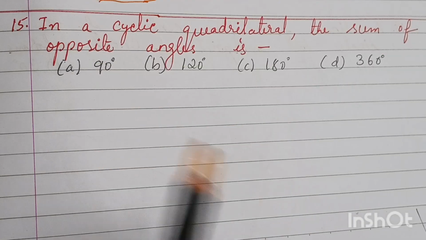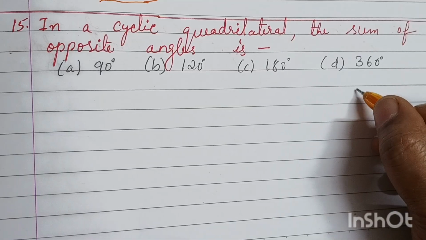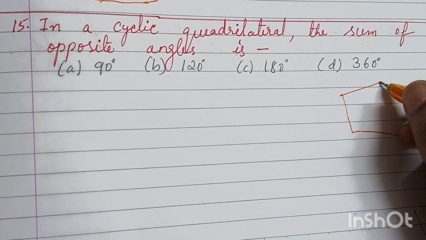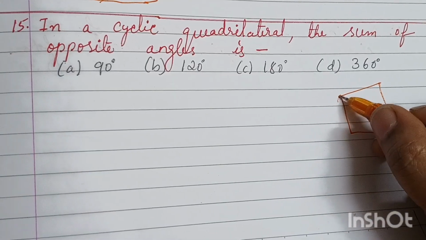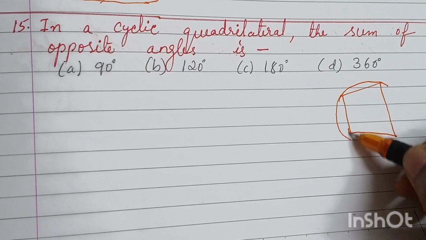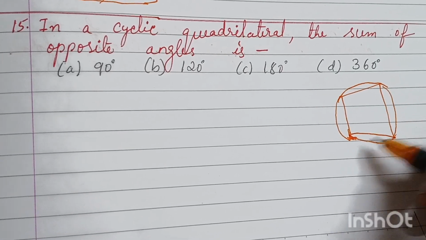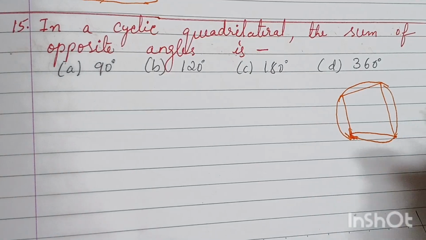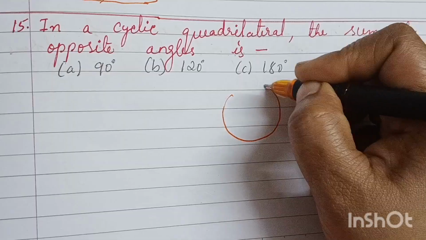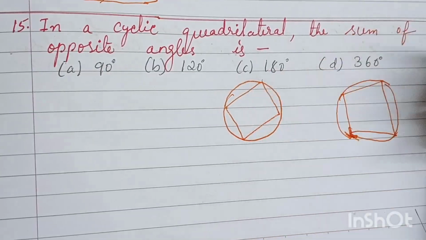Next is, in a cyclic quadrilateral, the sum of opposite angles. What does cyclic quadrilateral mean? It is a quadrilateral. Cyclic means a cycle के अंदर, circle के अंदर. Circle के अंदर quadrilateral रहे तो that becomes a cyclic quadrilateral. The quadrilateral I will draw here. Circle के अंदर quadrilateral, then it is a cyclic quadrilateral.